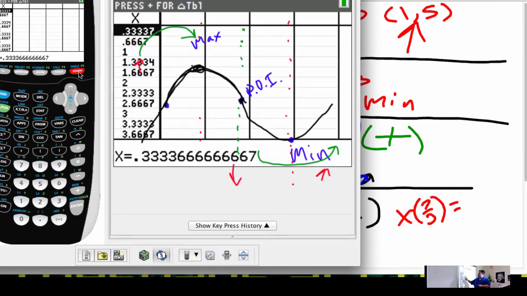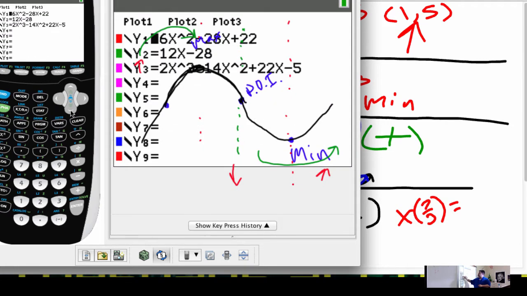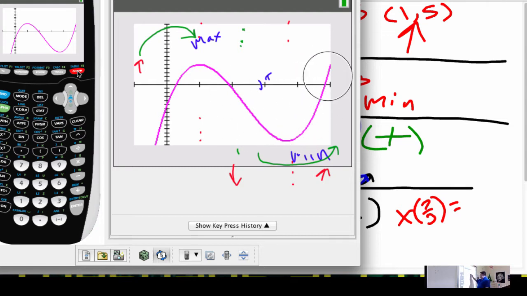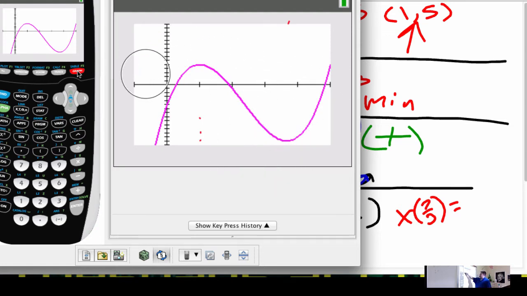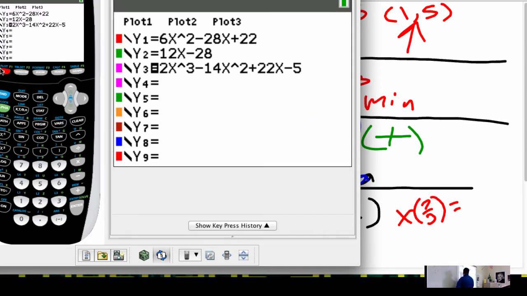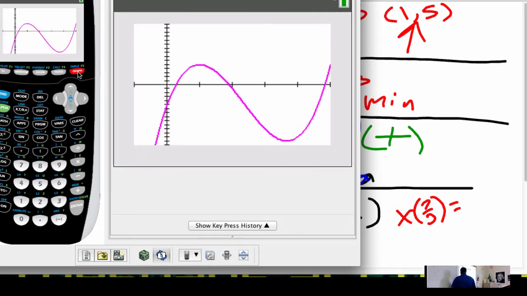If I hit graph and I turn my function on, let's see how close we were. Close enough. Great. Wow. We studied the behavior of the graph and we got it right. And it's all based on prime and double prime. So now, what does that mean? If I turn the graph of f double prime on, I think that's the answer we got 20 minutes ago.